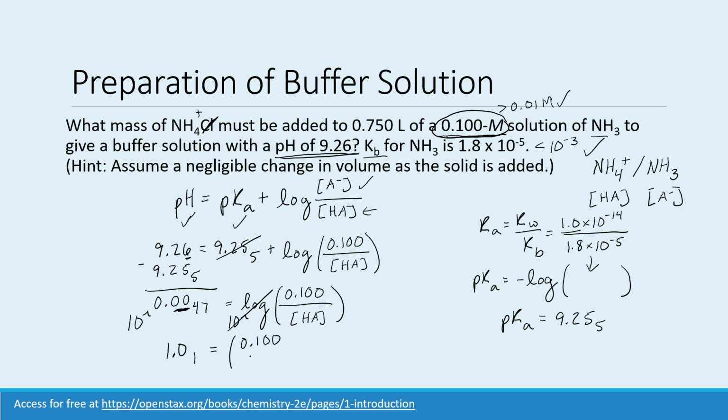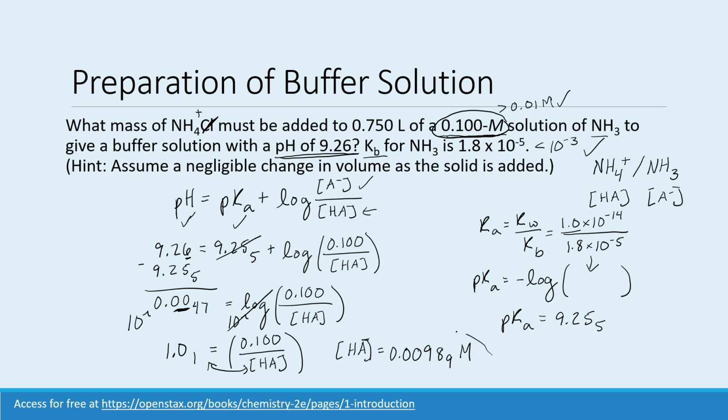And then that is equal to whatever was buried in that logarithm. And so we have 0.1 divided by the weak acid. And of course, I can rearrange this to solve for the concentration of the weak acid. And get that that should be 0.00989.